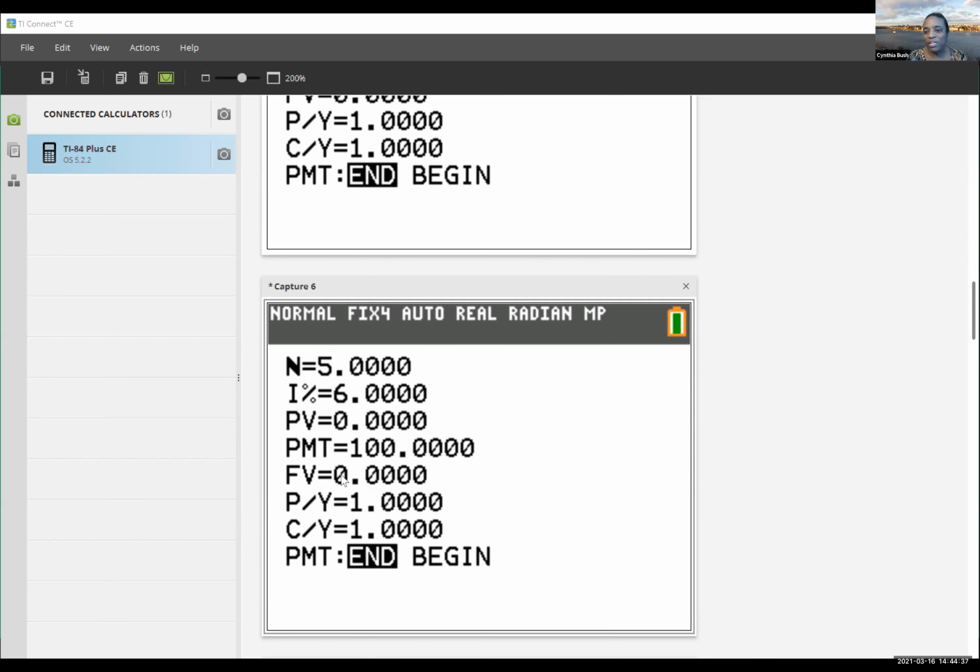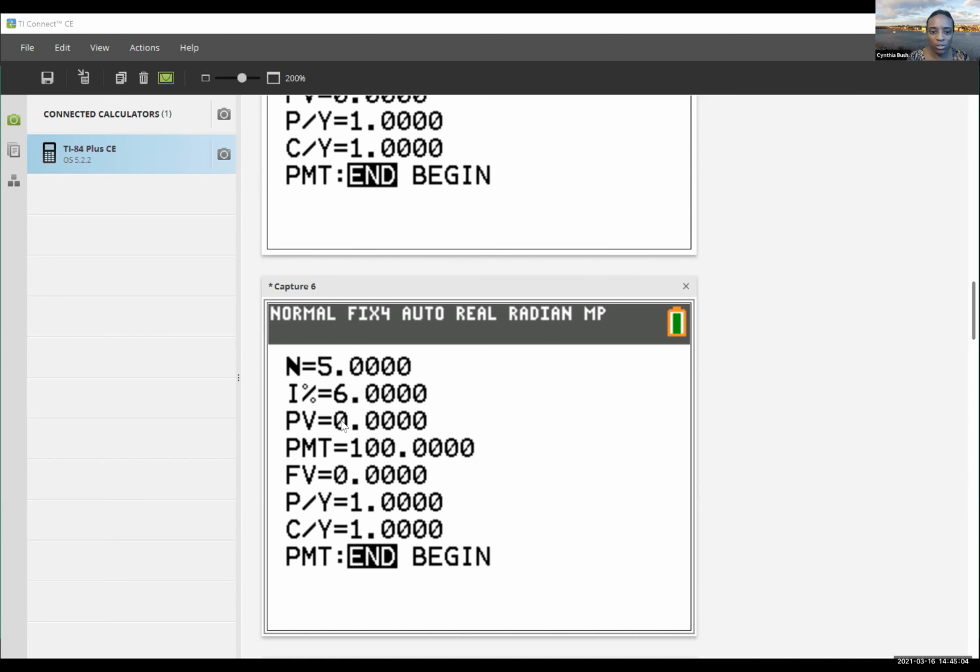Your future value is totally irrelevant to this problem. You were asked to find the present value of these payments. We don't care what the future value is in this particular scenario, so I just put future value as 0. We don't need to worry about it. So I have my N is 5 for 5 years. My I is 6%. My payment is $100 a year for 5 years. So now I just need to solve for present value.